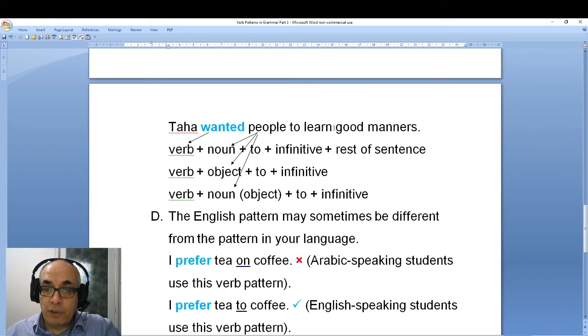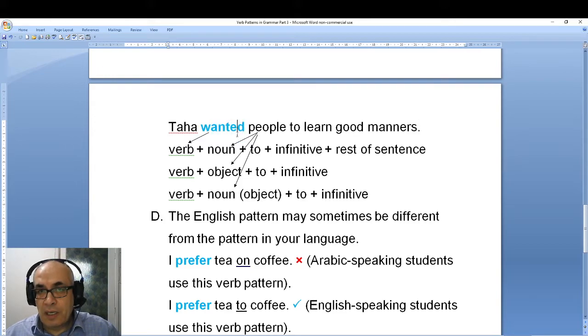So Taha wanted people to learn good manners. So here wanted is the verb. People is a noun, but it is an object. And to learn we have got here infinitive with to, and then good manners is the object after to learn. So verb plus noun plus to plus infinitive plus rest of the sentence. Verb plus object plus infinitive. So this is the structure of want. So you can say I want something, which means you use a noun, and this noun is an object, or you can say I want people to learn English. So this means after want I use an object, and then I use to with the infinitive, and then I complete the sentence.